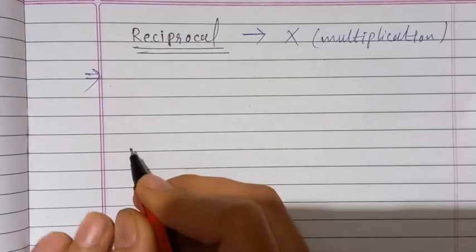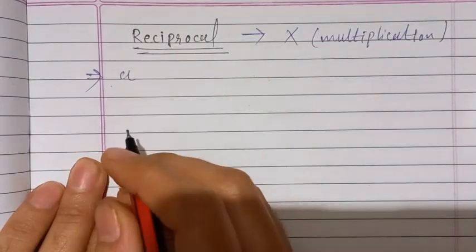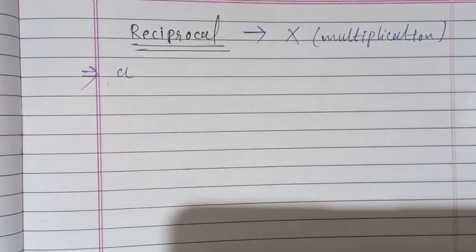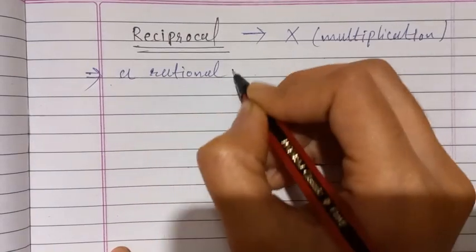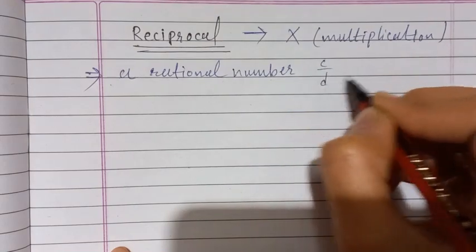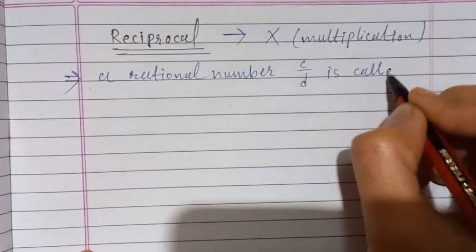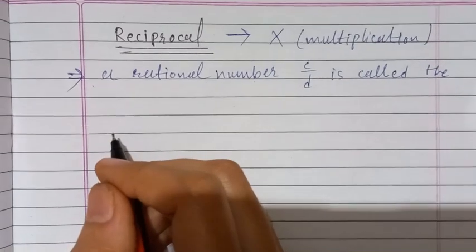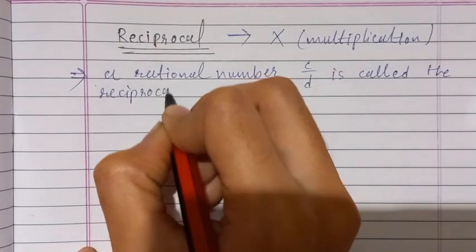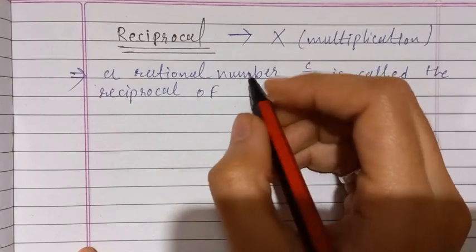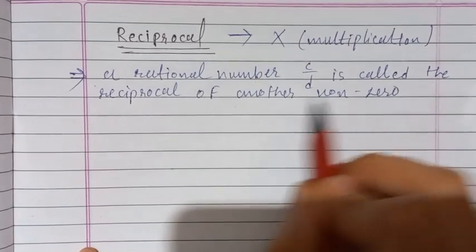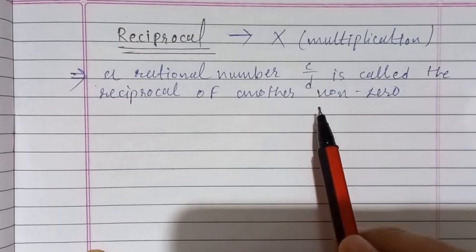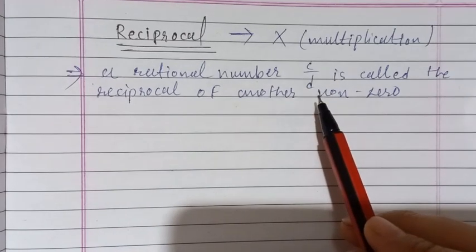Let's see the definition of reciprocal. Generally, we are studying about rational numbers, so let's write the definition. A rational number C by D is called the reciprocal of another non-zero rational number. It means the second rational number apart from C by D is non-zero. It must not be zero.